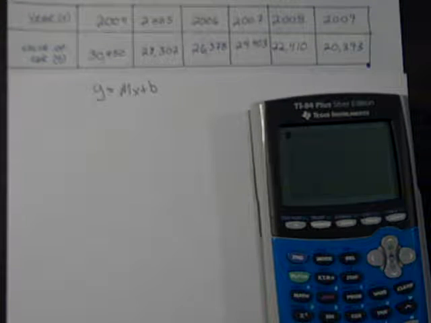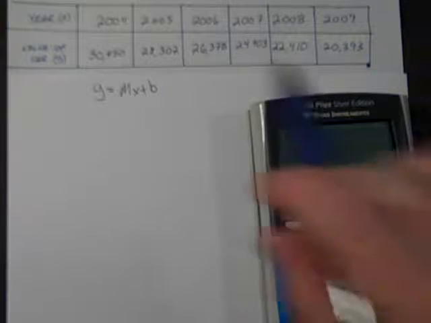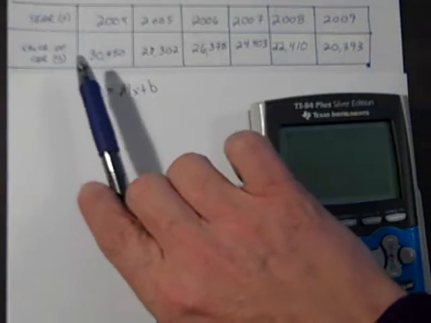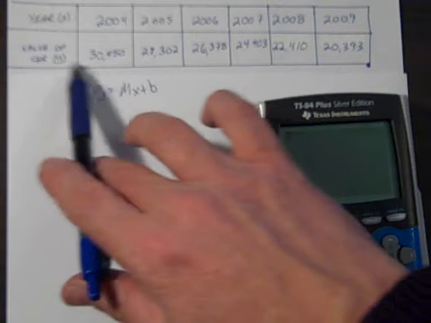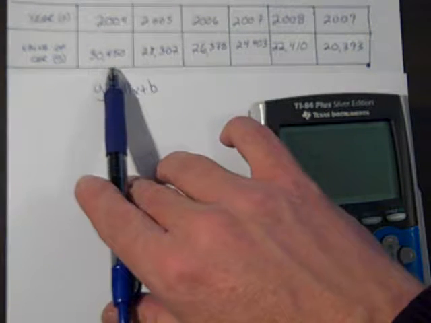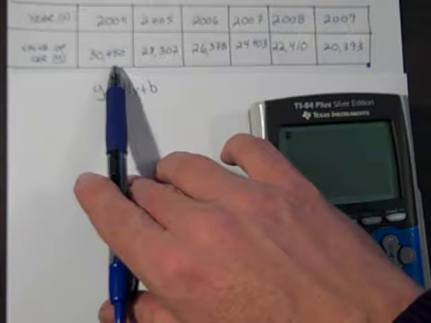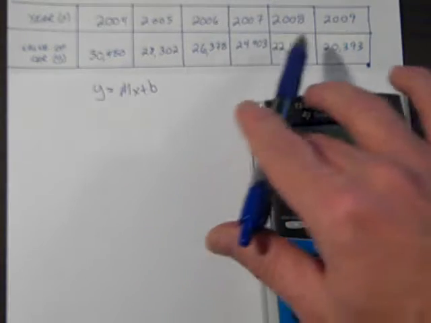Alright, today we're going to work on calculating an equation based off of just data. Now if we look at this data, it is close to a linear relationship. This is the year and how much the car's value is. We can see that it's depreciating. It started at $30,450 and it's working its way down every single year.